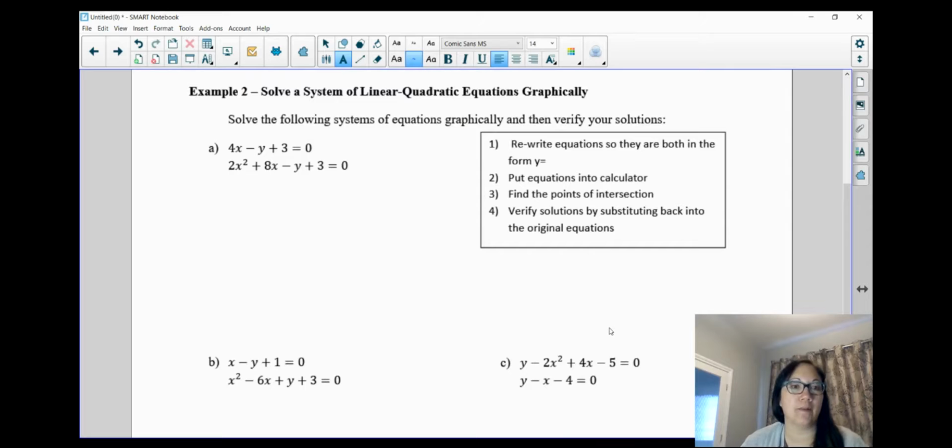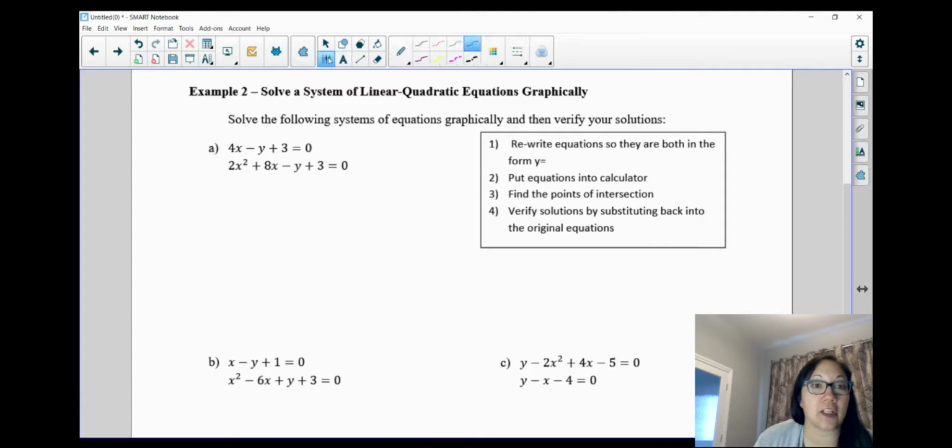Okay, example 2, solve a system of linear quadratic equations graphically. So here we want to solve the following systems of equations graphically and then verify your solutions. Usually we use technology in this section, meaning a website or an app, usually something like Desmos. If you look at your assignment for 8.1, it says that you can use graphing technology on this assignment. So that's what we're going to do here as well.